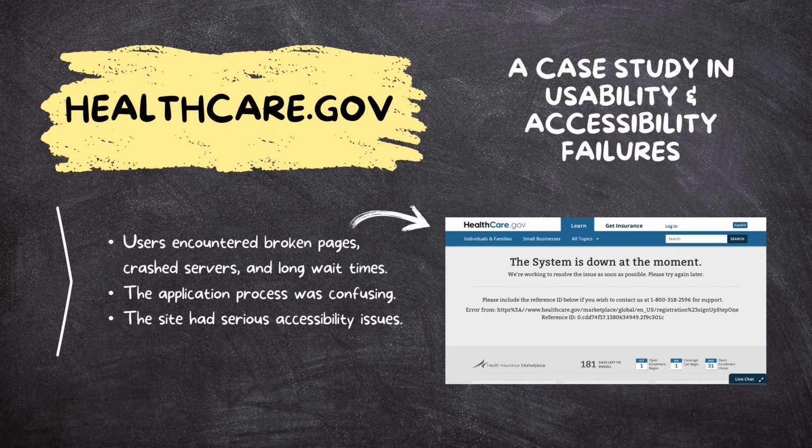So you want to make sure that you're prioritizing usability and accessibility, so that you don't run into any of these negative problems with your website.